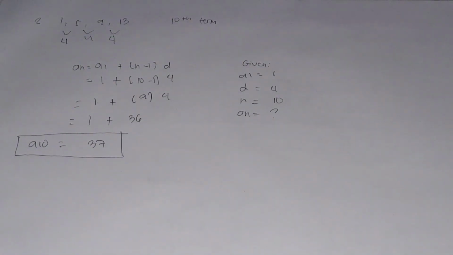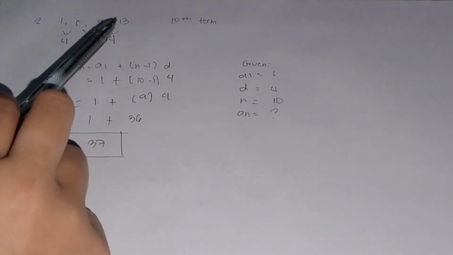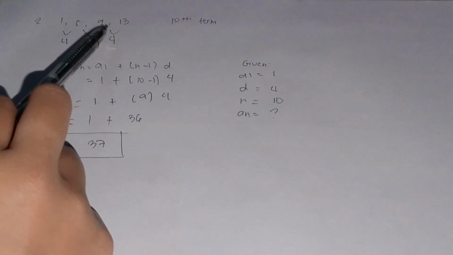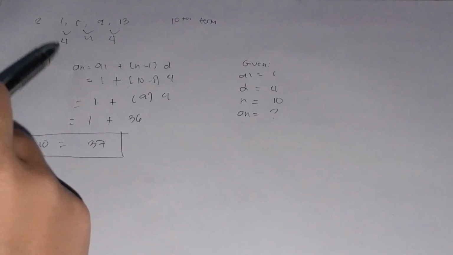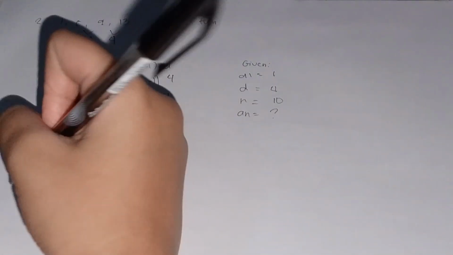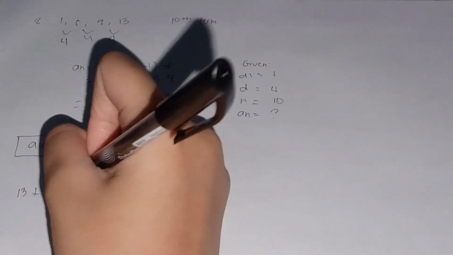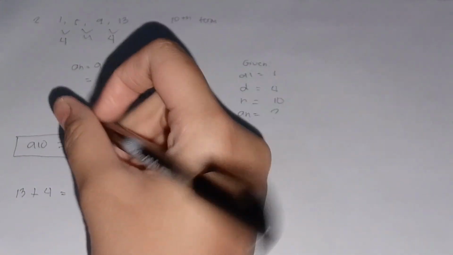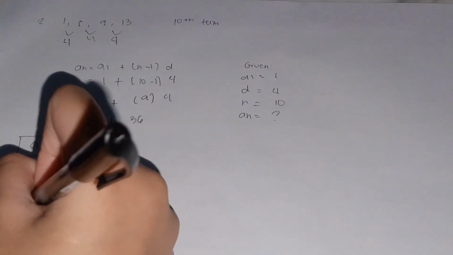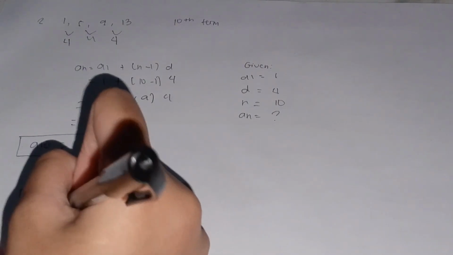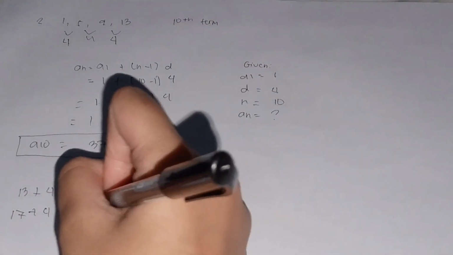If you want to check it, and if you're not sure of your answer, you're undecided, and you have more time, you can solve it manually by adding your last term to your common difference. Not exactly the last term, but the last term given. So 13 plus our common difference 4 is equal to 17, and then 17 plus 4 is equal to 21.